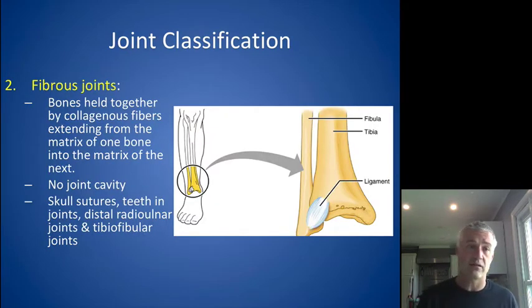Fibrous joints, the naming system's not tough on this one. They do not have a joint cavity, but these are joints that are held together by fibers. So we're going to be collagenous fibers holding these together. So skull sutures, your teeth in the sockets, and besides that, your tibia and fibula joint, where you have ligaments like it's shown on the picture right here, holding those two together, or radial ulnar. So the radius and the ulna, some of the collagen fibers that are holding those two bones together.